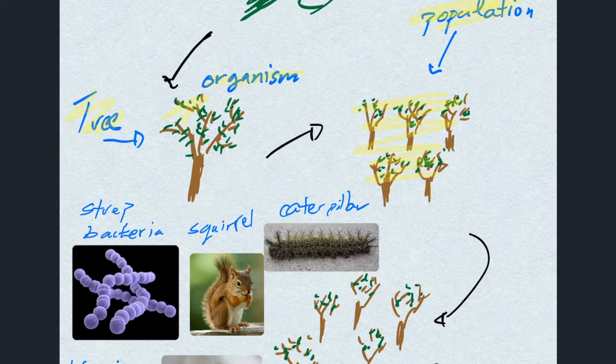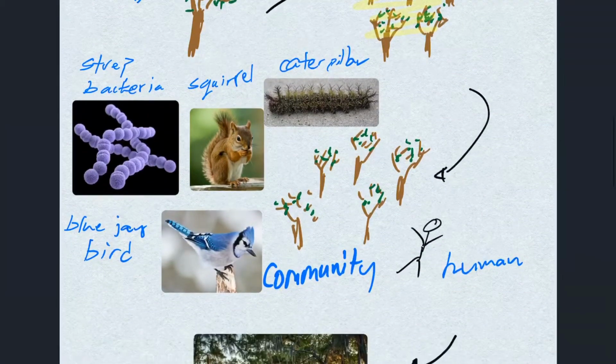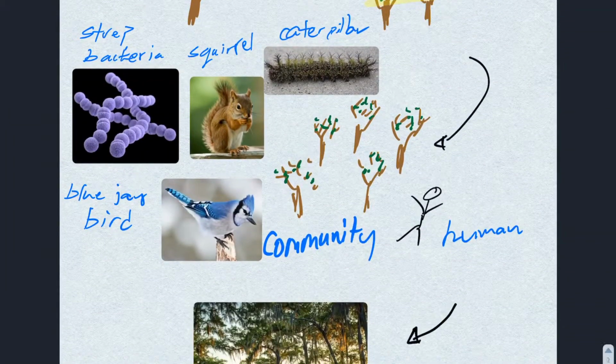But along with trees, you would also find other living things. So for example, you would find caterpillars, you would find squirrels, you would find bacteria, you would find birds, you would find humans. We call that a community when you have several different organisms living in the same area.